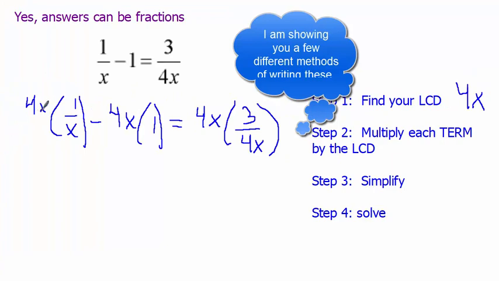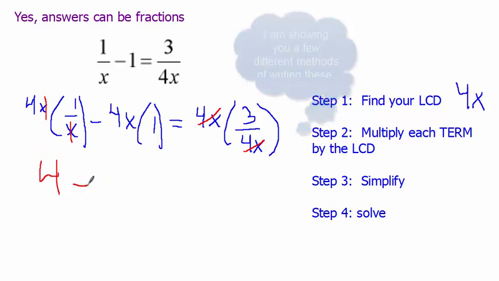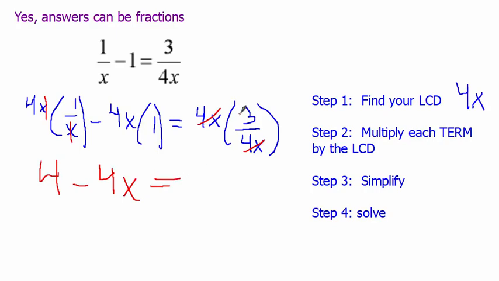cancel every part of that least common denominator that I can. In this case, x goes away, but in this case, 4x goes away. So what do I have left? I have 4 times 1 minus 4x times 1 equals 3. And I work on solving that problem.